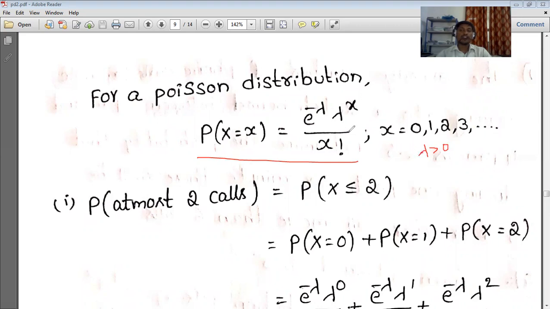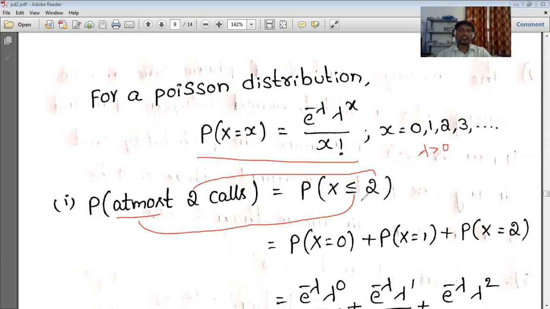Okay, so when you are writing the formula, obviously if you are writing this one and this one, easily you can remember that lambda is greater than 0. And the first one they ask, the probability of getting at most 2 calls in a 10-minute interval. So at most is nothing but simply what we are using, less than or equal to. And the next 2, as it is we are writing. So P of x less than or equal to 2.